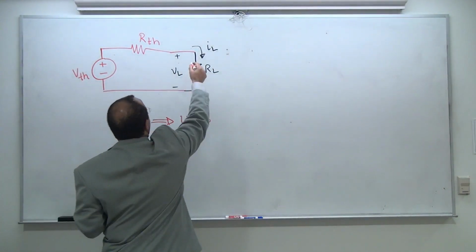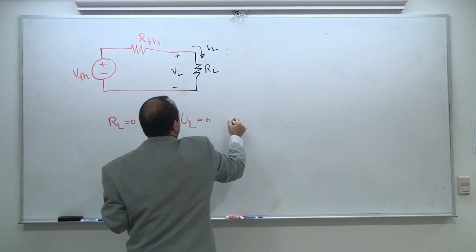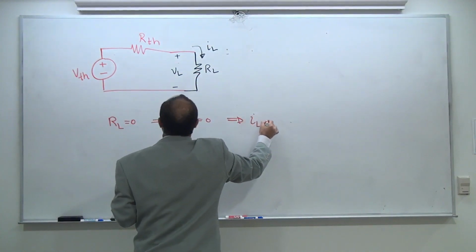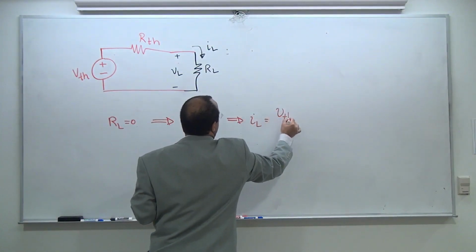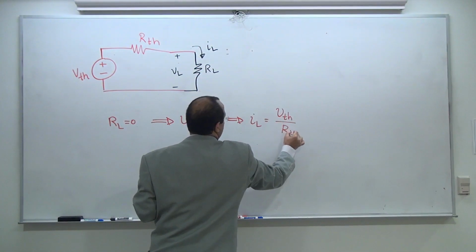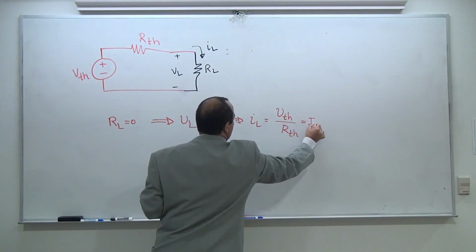So basically, when I have it as a short, my IL would be V Thevenin divided by R Thevenin. I know what this name is. This is Norton.